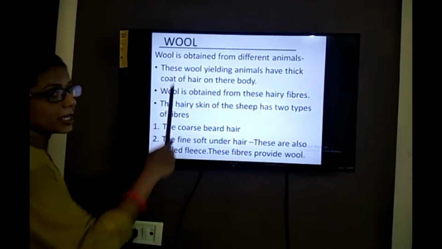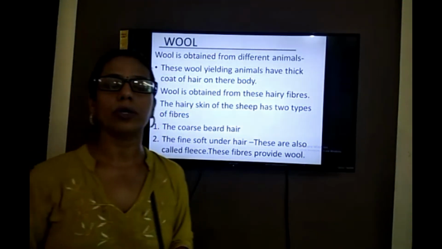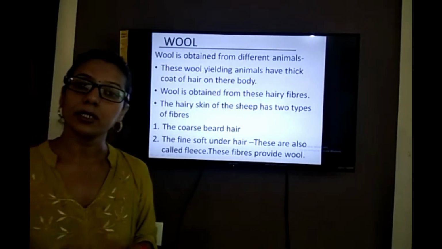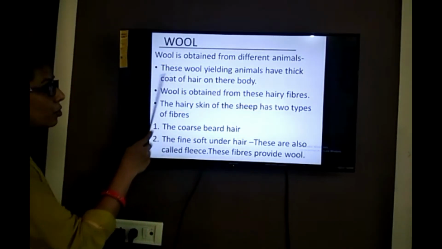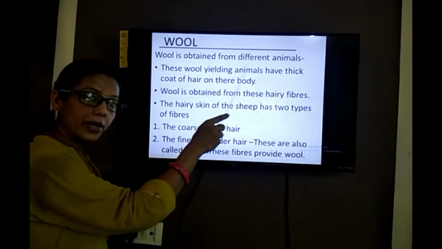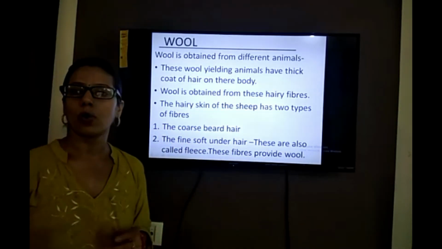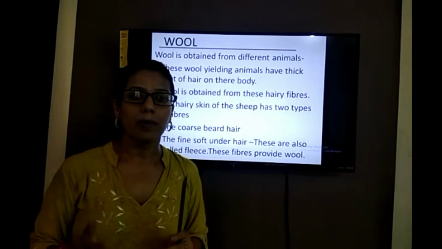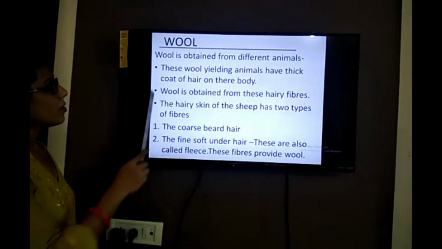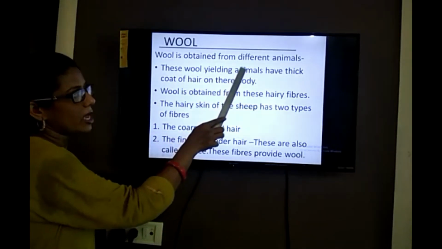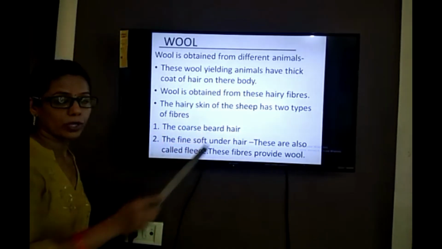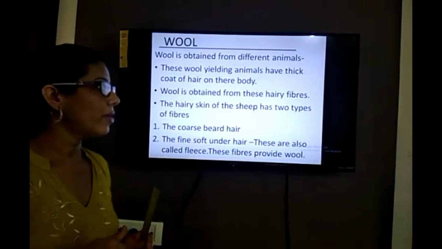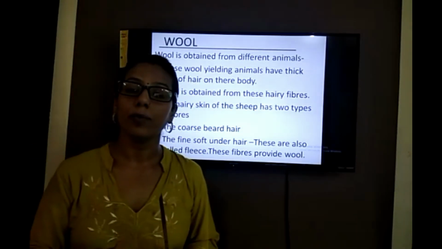Now the next topic is wool, because we have discussed different wool yielding animals, and these animals provide us wool. Wool is obtained from different animals, as we have discussed, like the Angora goat, Angora rabbit, yak, llama and alpaca, and sheep. Firstly, these wool yielding animals have a thick coat of hair on their body.